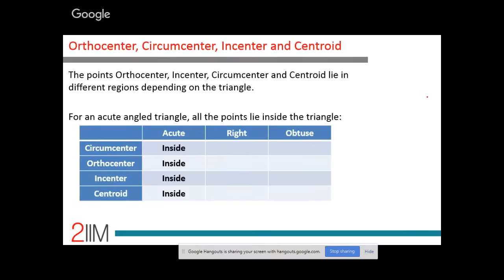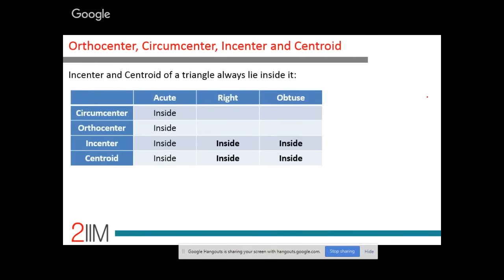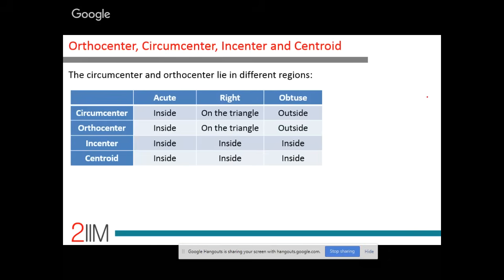Orthocenter, circumcenter, centroid, and incenter will be inside for an acute angle triangle. Incenter and centroid are inside for all triangles. For an obtuse angle triangle, circumcenter and orthocenter would be outside. For a right angle triangle, they'll be on the triangle.